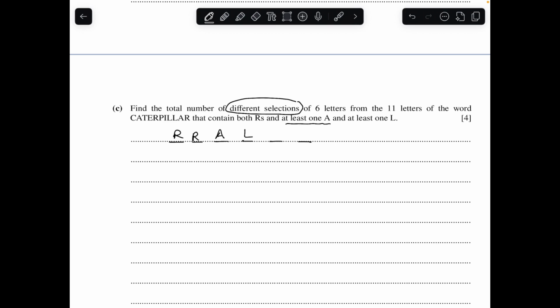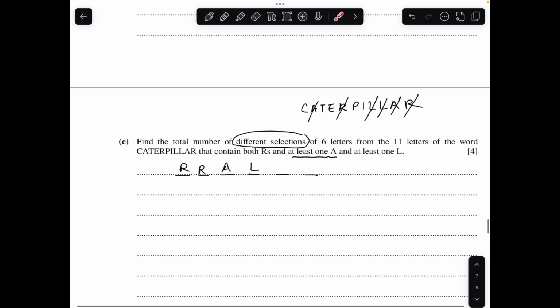So in total, how many letters do we have left? Okay, if you write down caterpillar, and we cross out A's, we cross out the L's, we cross out the R's. Why do we do so? Because they have certain conditions given to us that both the R's are already included and at least one A has to be included and at least one L has to be included. So we don't count them when we think about the different arrangements.